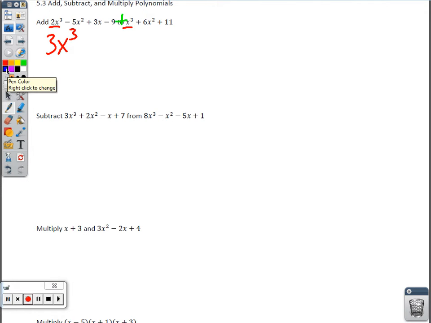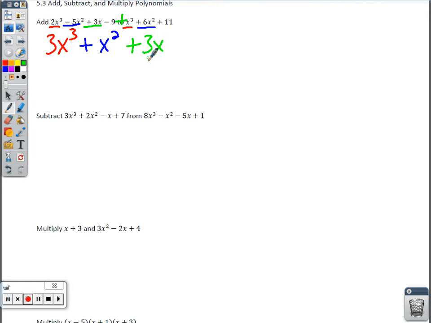Let's go down to x squared. There are two things with x squared, the negative 5x squared and the positive 6x squared. Negative 5 plus 6 is 1, so that's 1x squared. Then there's only one thing with an x, the 3x, so that will just copy down by itself.